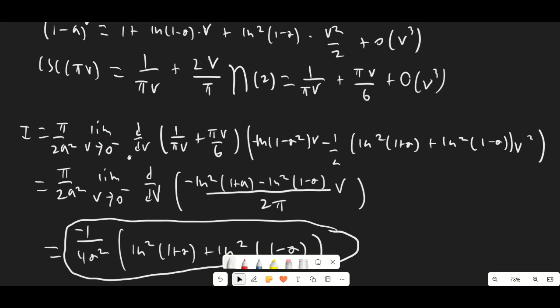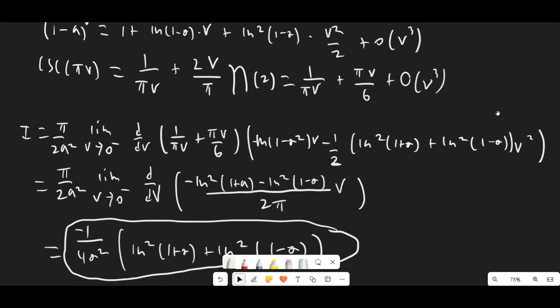as v goes to 0 minus of the derivative with respect to v of 1 over pi v plus pi v over 6 times this nasty extension of a bunch of natural logs, which really does not look very fun to deal with. However, let me convince you that this actually isn't so bad.